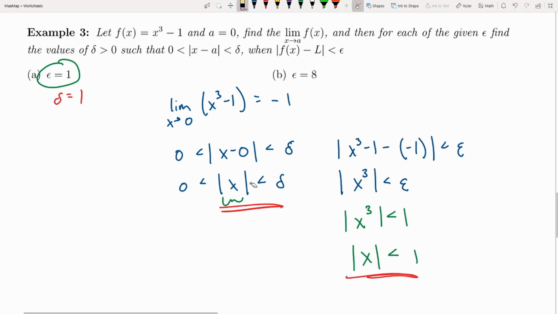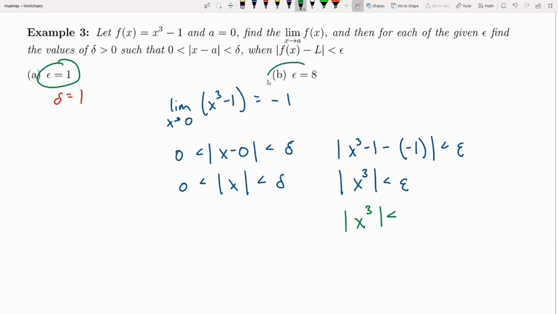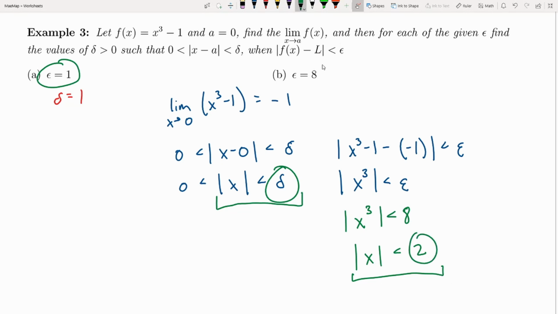And let's try it again. For part B, our epsilon value is 8, so if I plug 8 in, again, I want this inequality to look similar to this so that I can solve for that delta, so I'm going to take the cube root. So I'll have the absolute value of x is less than the cube root of 8, and the cube root of 8 is 2. So now I have the absolute value of x is less than 2. Well, the absolute value of x is less than delta. That means delta is 2. So then for part B, my delta value is equal to 2.